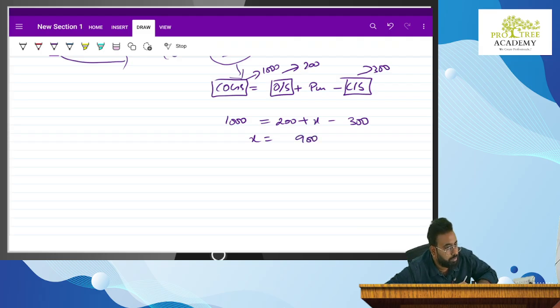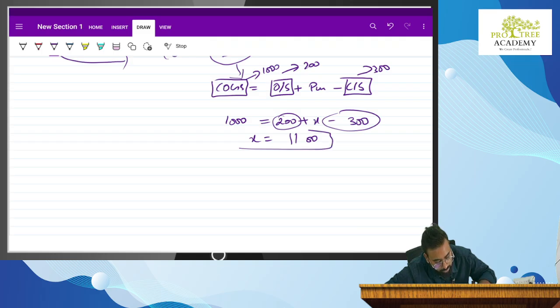Correct? Everybody? 200 minus 300 is equal to minus 100. When that minus 100 goes to this side, it will be plus 100. Plus 100 plus 1000 will be 1100. Correct? That means in total we have purchased 1100. Correct or no? Everybody? Anything wrong?